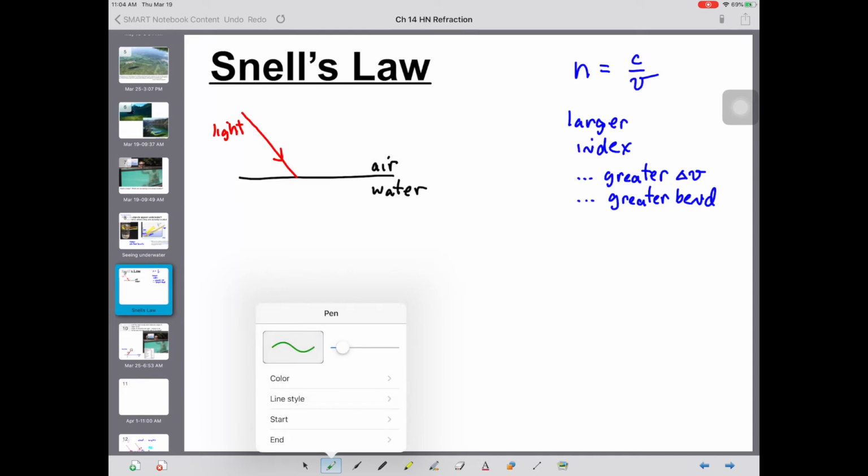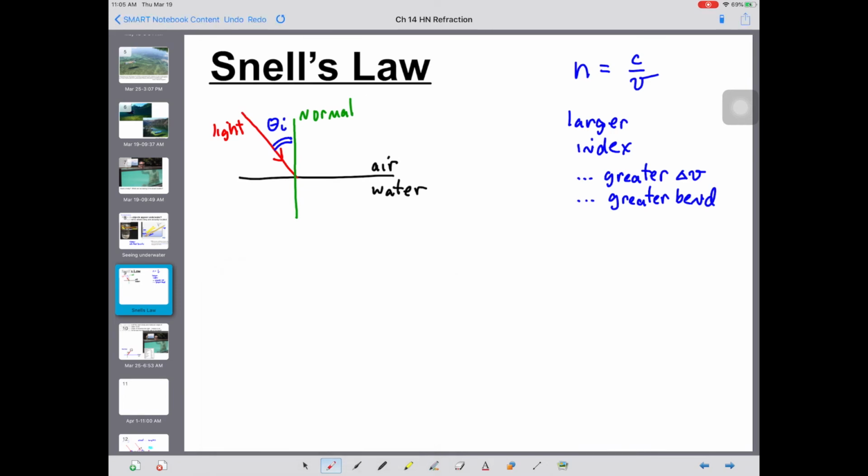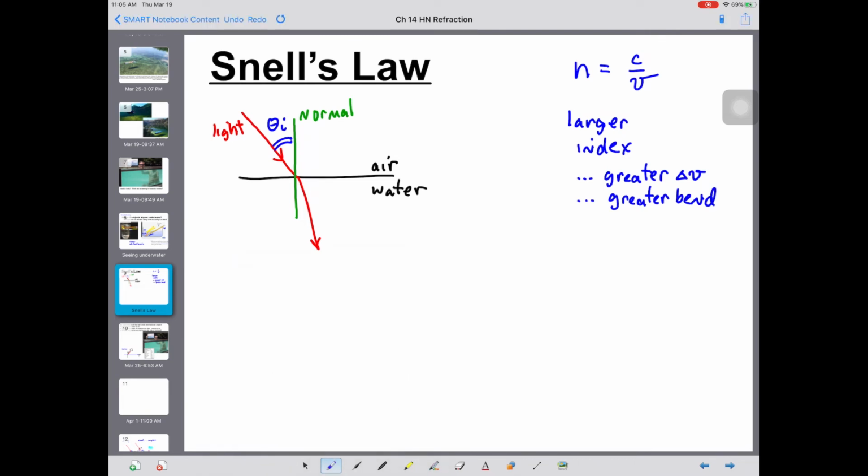Now, when we measure the angles, those angles are going to be measured from the normal to the surface. So I'm going to draw a line in perpendicular. And so then my angle of incidence, theta i, would be right there. When that light goes down into water, it changes direction. So then I'm going to draw in theta r right there.